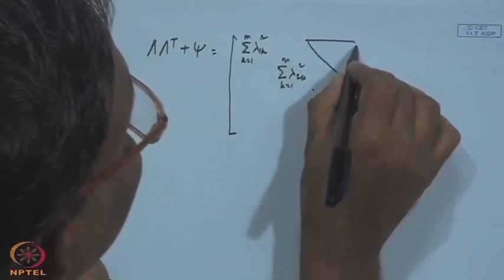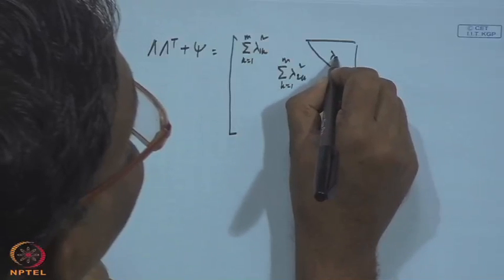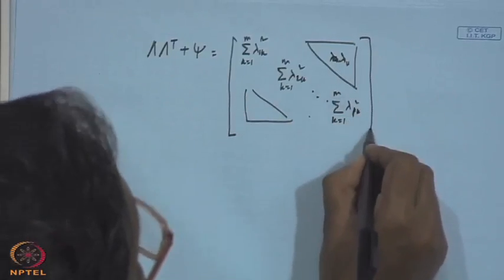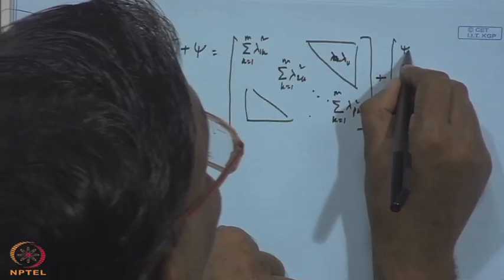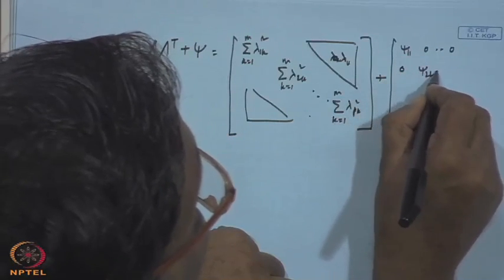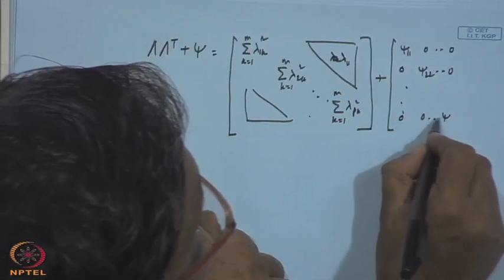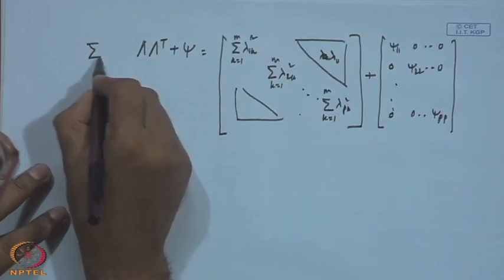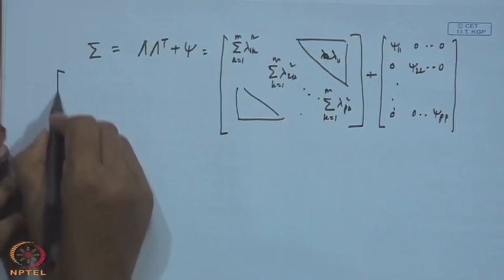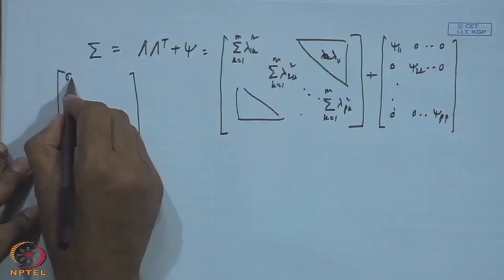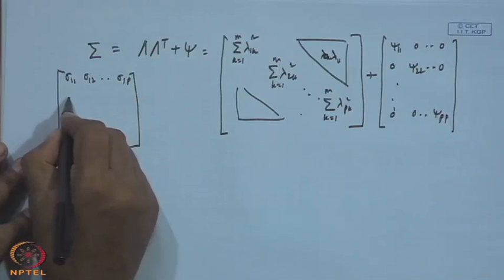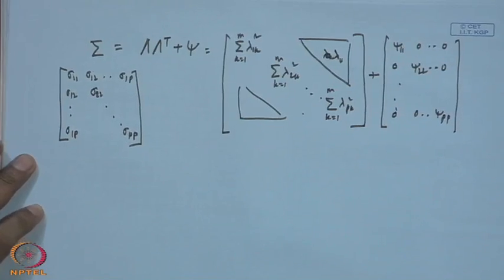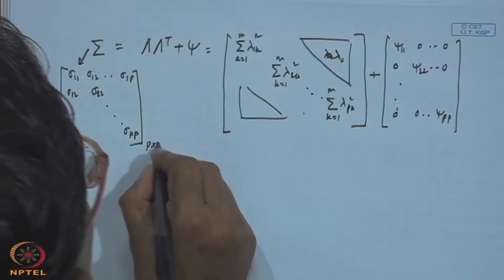Then the off diagonal elements you have already written with lambda 1 k, lambda 2 k and so on. Plus our psi is psi 1 1, 0, 0, 0, psi 2 2, 0, and like this 0, 0, psi p p. So this is what your sigma is. If I write this sigma in the same manner, the way we have written the matrix, this one will be sigma 1 1, sigma 1 2, sigma 1 p, then sigma 2 2, sigma p p. This sigma is like this. So this is p cross p.